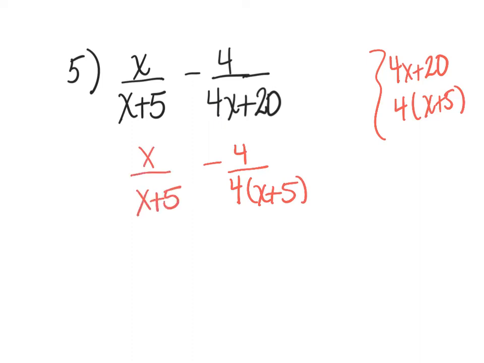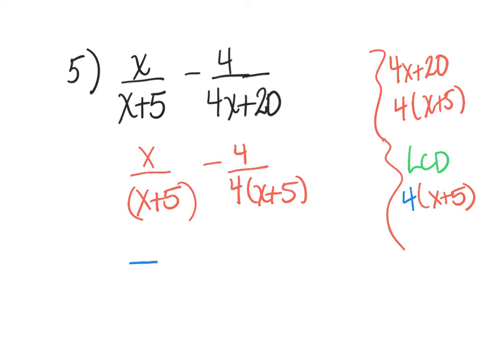All right, so now let's find that LCD. Well, my LCD needs to have an x plus 5 because I have one of those units. And then the second fraction has the x plus 5 as well, so I don't need to repeat it, but it has an additional 4. So my LCD will be 4 times x plus 5. And this time, I'm not going to write that minus in between because it messed me up last time.